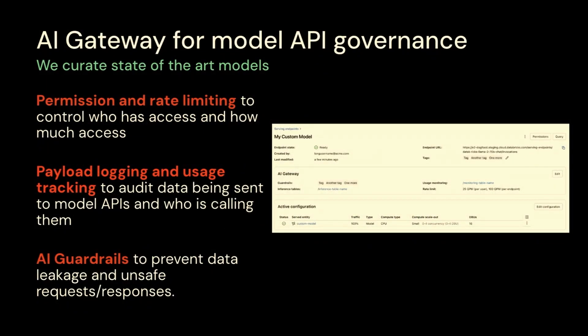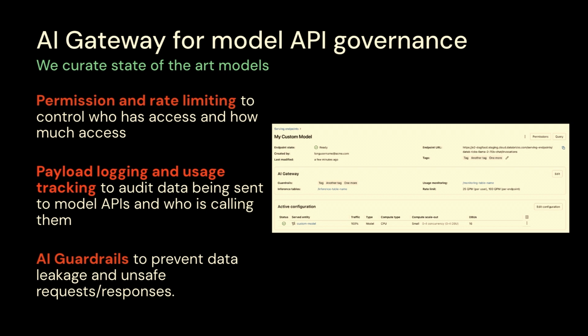And the way that we're trying to help prevent this is with the AI gateway. The best way to think about it is it's Unity Catalog for model APIs. It's basically going to be a centralized governance vehicle where you can control who has access to your model APIs. You can rate limit them. You can turn on an inference table, which does payload logging, so it captures all the data that's going into the model API and the data that's coming out. And then you also get usage tracking, where you can see who is calling the model API as well.